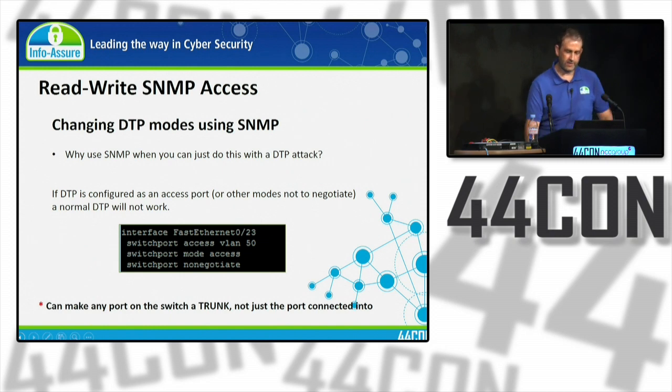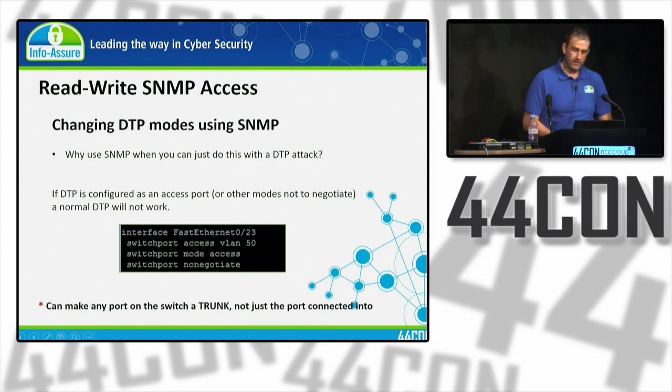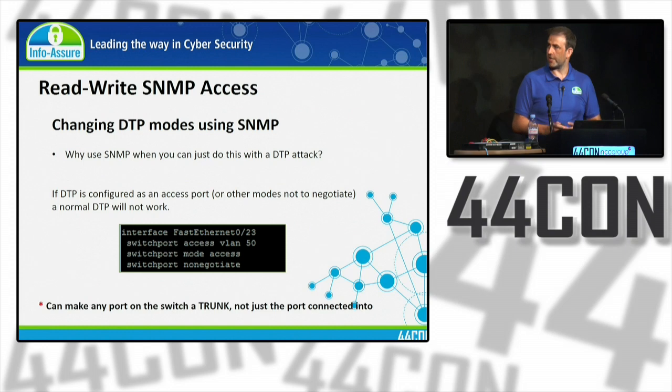This is the recommended setting that we give to clients. This port's in VLAN 50. It's an access port, so that's a user port. And it won't be broadcasting any DTP packets. So if you run a DTP attack using something like Yersinia or my Frogger script, it would fail. That would be it, nothing more. But if we use SNMP, we can basically change that into a trunk or move that VLAN. So where it says 50, we can just change that very simply.